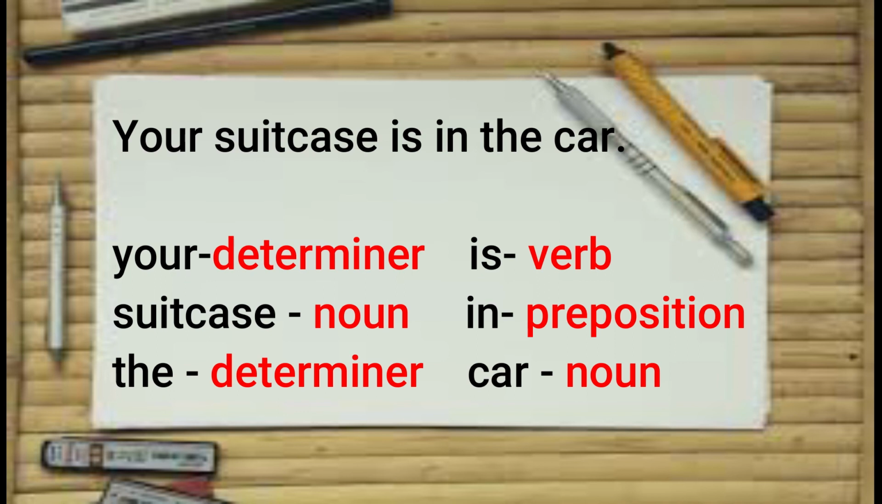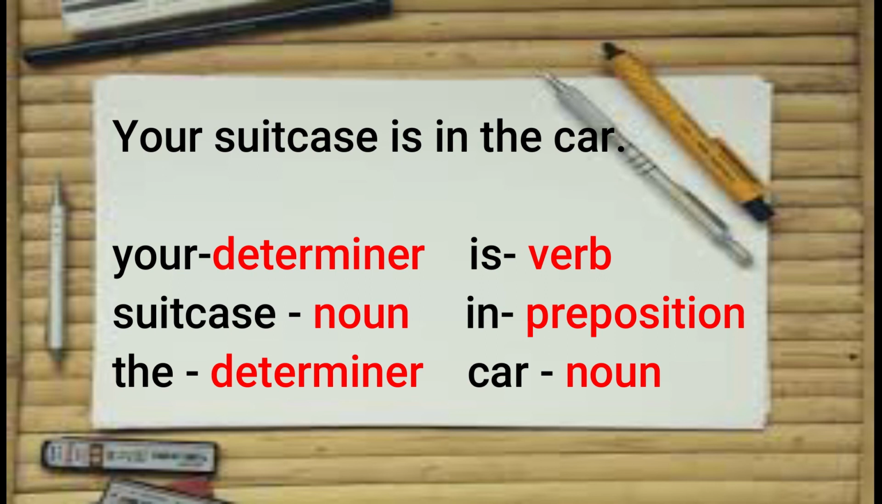Your is a determiner. It shows possession and therefore it's a determiner. The second word is suitcase. Suitcase, as you all know, is the name of a thing. Thus, it is a noun. The next word is is. Is denotes a state of being. Thus, it is a verb.